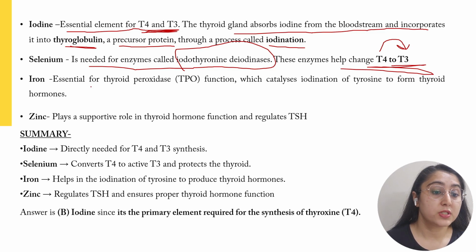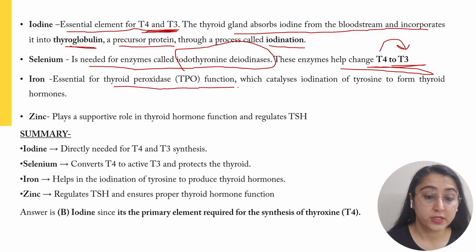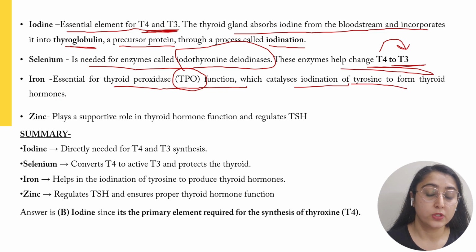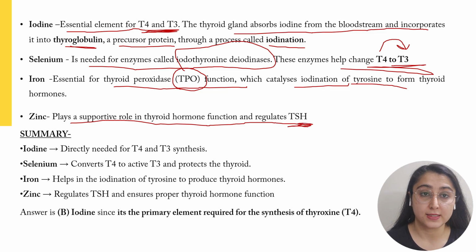Next is iron, which is essential for thyroid peroxidase function, the TPO enzyme which we have just seen, which basically helps in the addition of iodine to tyrosine. Iron helps in that, which catalyzes iodination of tyrosine to form thyroid hormones. And zinc plays a supportive role in thyroid hormone function and it regulates the TSH levels.